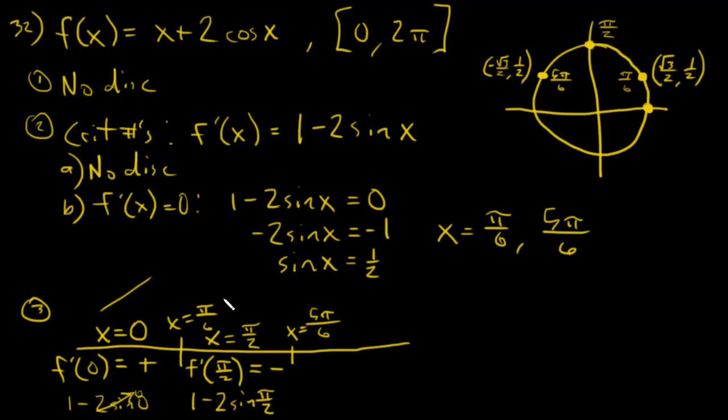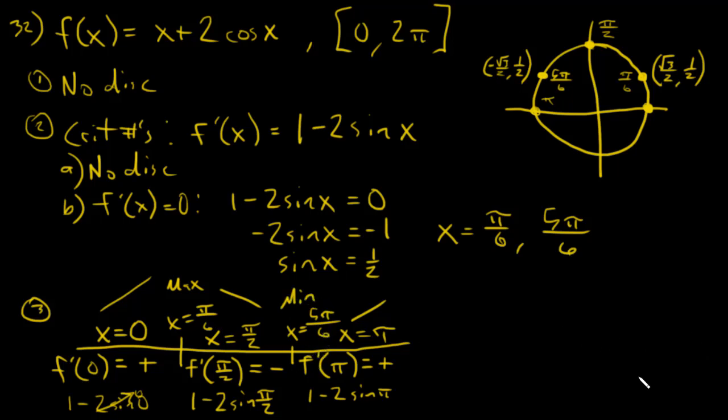So this is negative, which means we have decreasing. Okay, finally, a value greater than 5 pi over 6. How about pi right there? So we'll just do pi. So f prime of pi is going to equal 1 minus 2 times the sine of pi. Well, again, it's the y value right here, which is 0, which is just 1, so that's positive, which means we have increasing. So we have a max at pi over 6 and a min at 5 pi over 6.